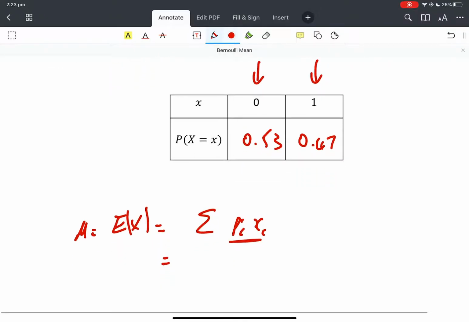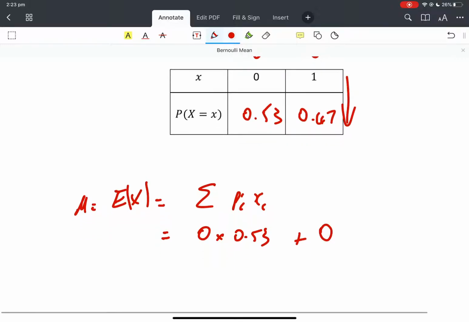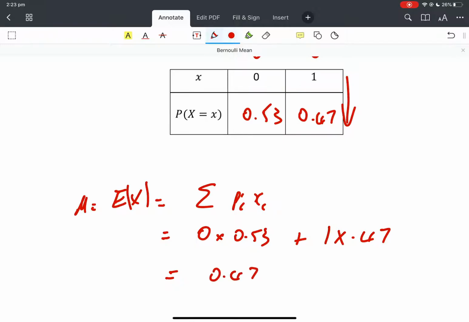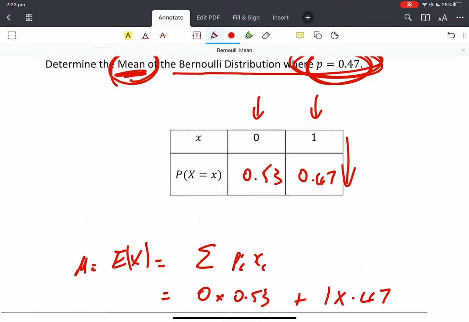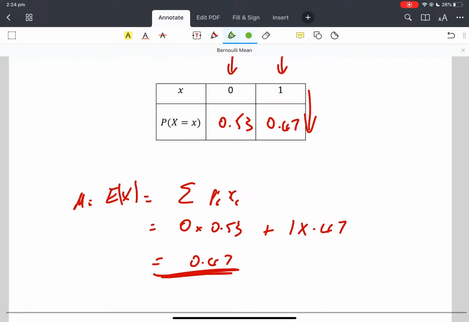So the first p_i is multiplying down here. So that's going to be 0 times 0.53 plus, then I'm going to multiply down there and get 1 times 0.47. Put that in your calculator if you like. You're just going to get 0.47. Did you recognise that 0.47 was actually just p? So the mean of a Bernoulli distribution is actually just p. Interesting.